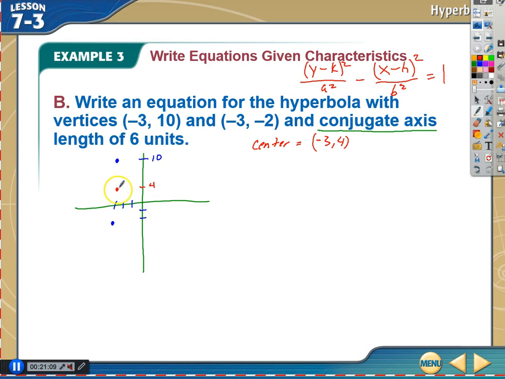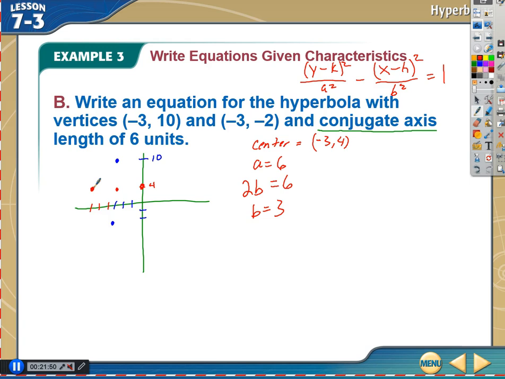My a is the distance from the center to the vertex. Center to vertex is 6, so a is equal to 6. And then they say my conjugate axis is a length of 6 units. Well, my conjugate axis is from side to side, so 2b, because that's the whole length of my conjugate axis, is equal to 6. That means b is equal to 3. I can count out here 1, 2, 3, 1, 2, 3. And now I have the makings of my box.